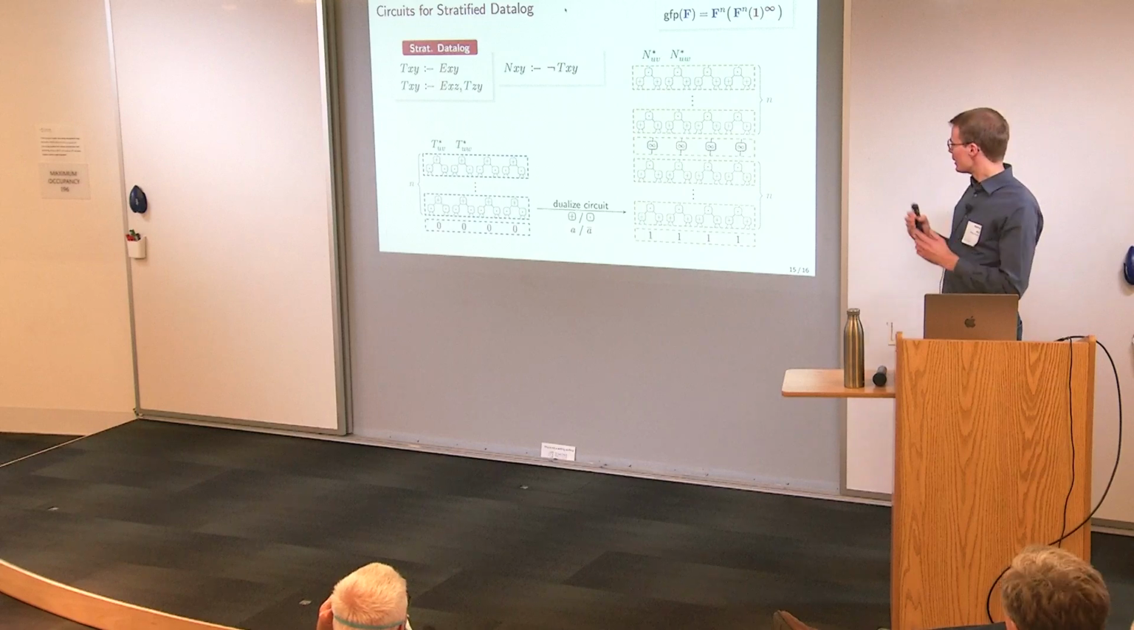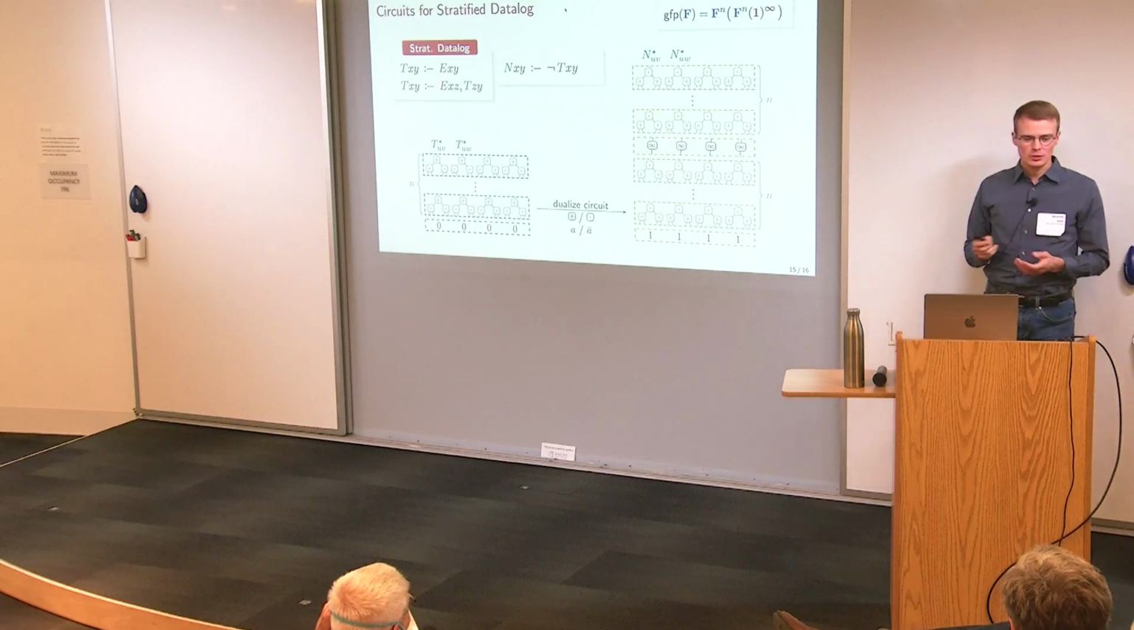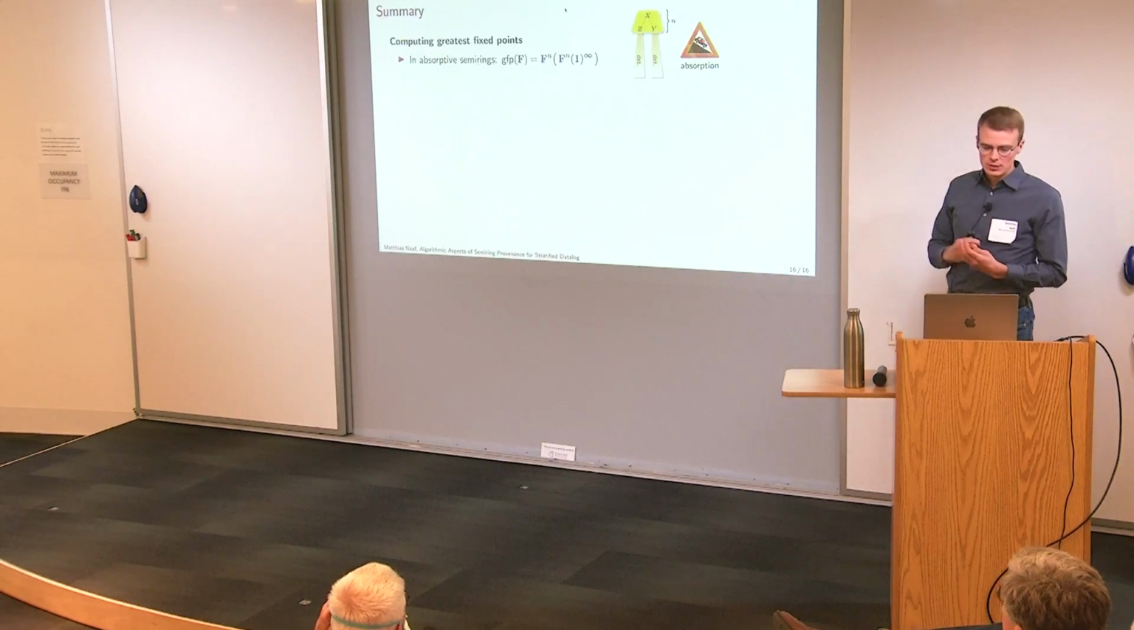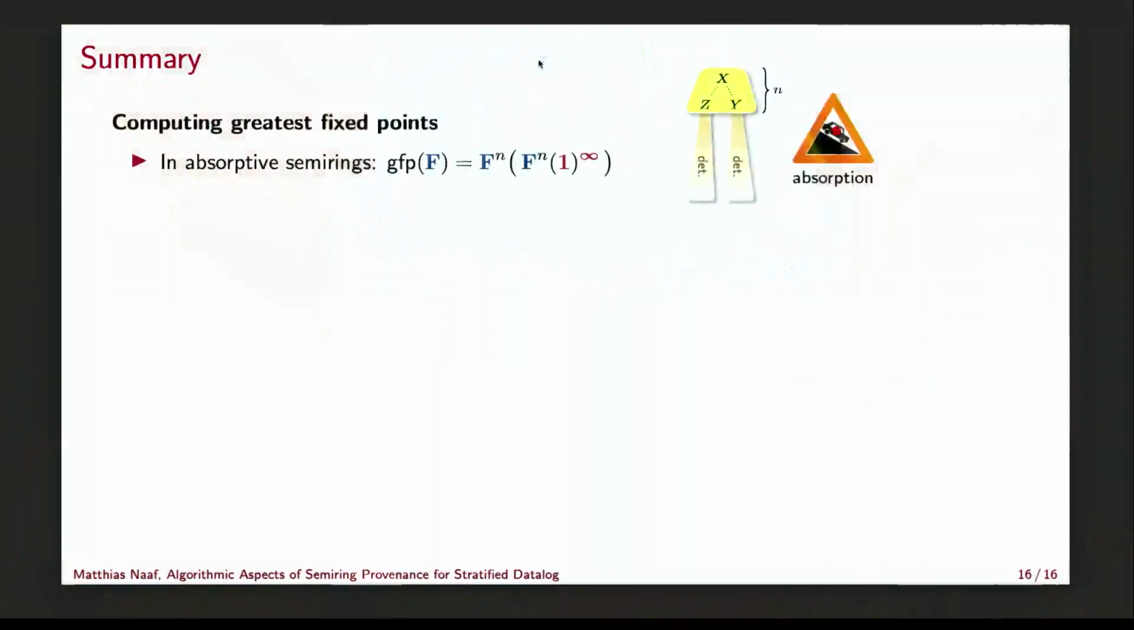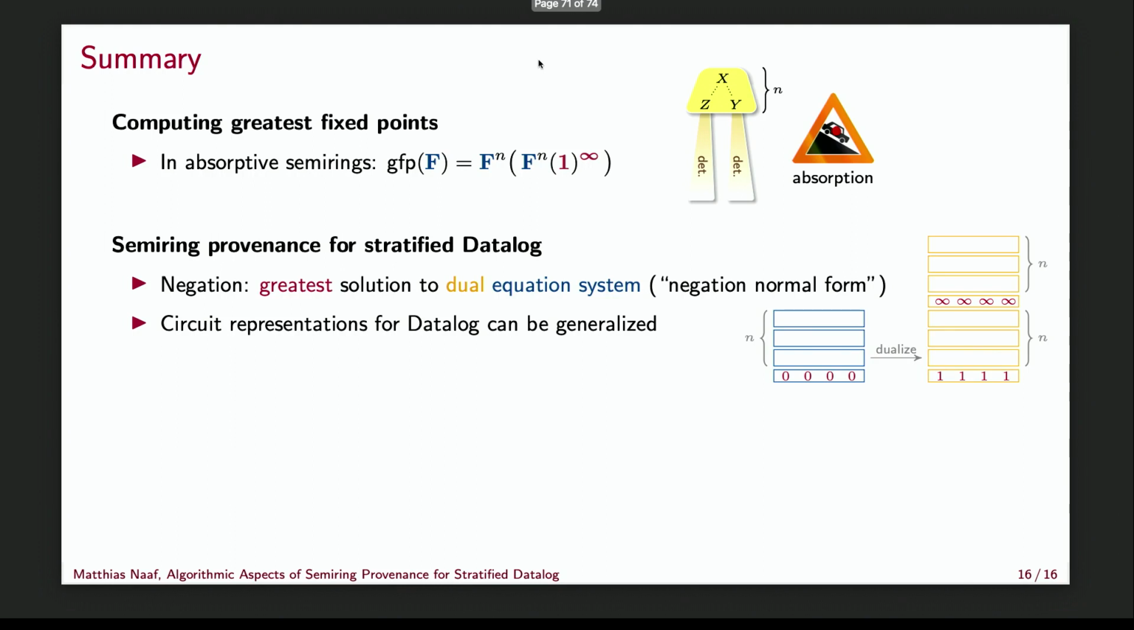Okay, so if there are no further questions, then let me conclude the talk by a brief summary. The main result here is that we can compute greatest fixed points in absorptive semirings, also assuming this continuity assumption, which is more technical, by combining these trees and the absorption property. And then there's also some connection to stratified datalog. So we can define a semiring semantics for stratified datalog by this idea of negation normal form, which we can implement here by dualizing these equation systems and then computing the greatest solutions. And this can also be turned into circuit representations.